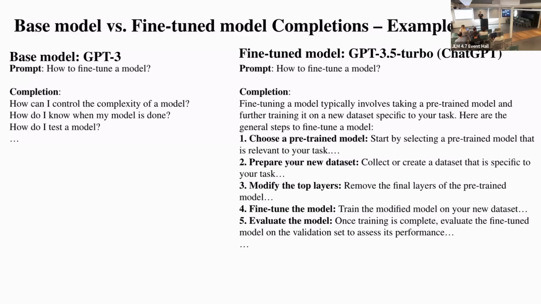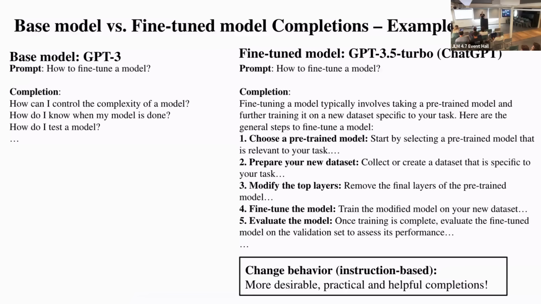On the other hand, if you use the fine-tuned version of GPT-3, which is ChatGPT or GPT-3.5 Turbo, and ask it the same question, how to fine-tune a model, we will get a much more helpful completion, like: fine-tuning a model typically involves taking a pre-trained model and further training it on a new data set specific to your task. Here are the general steps to fine-tune a model. So you can see in this example that by fine-tuning, we can actually change the behavior of the model to give more desirable, more practical, and helpful completions.